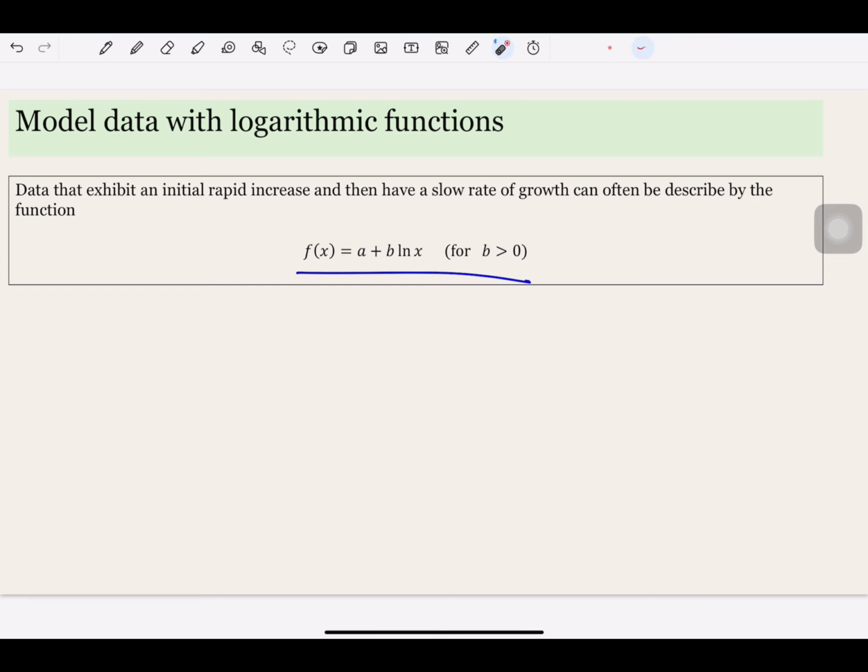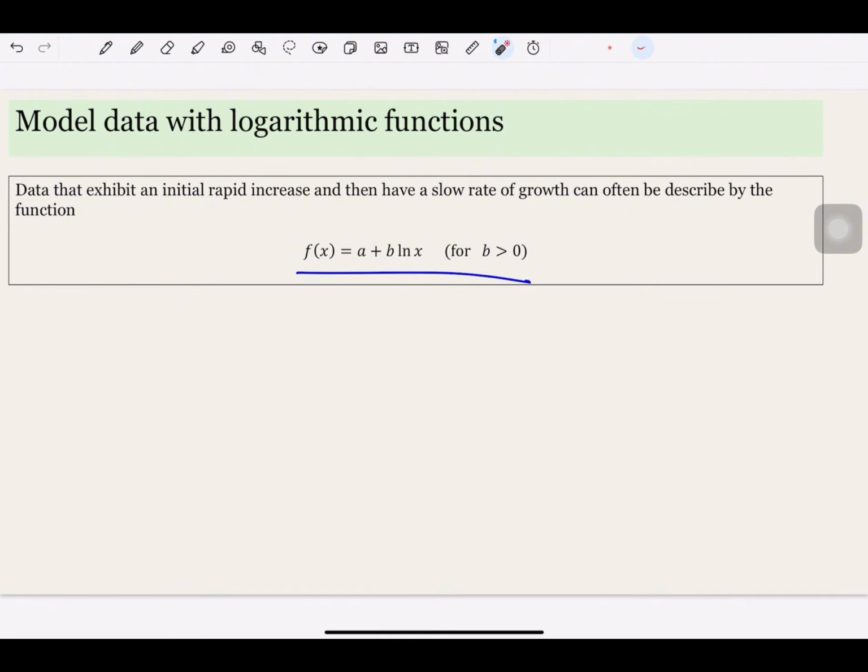Here a and b are constants, and you have to make sure that b is greater than 0 for increasing functions, and ln represents the natural logarithmic function. This model is useful when data rises quickly at first, but then levels off over time, for example, like learning curves, diminishing returns, or cooling rates.